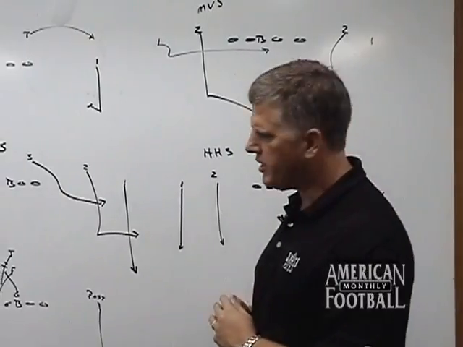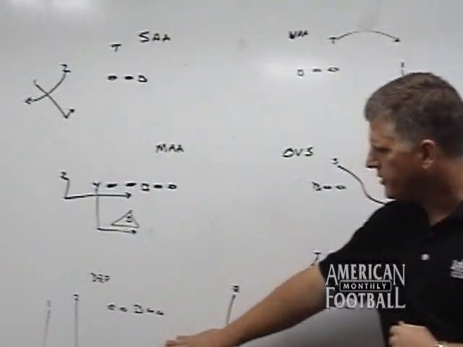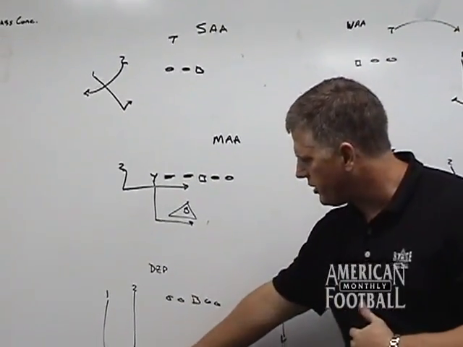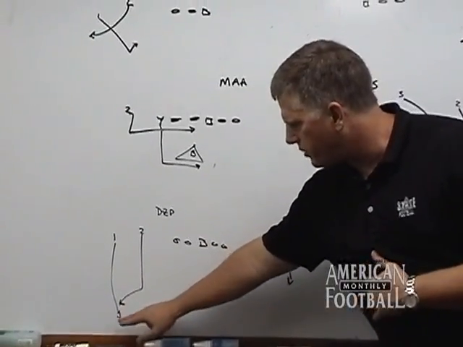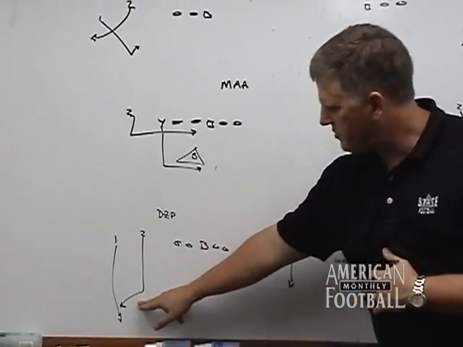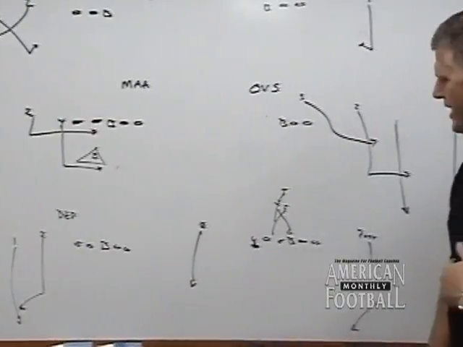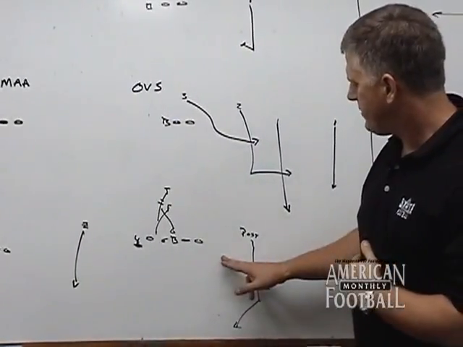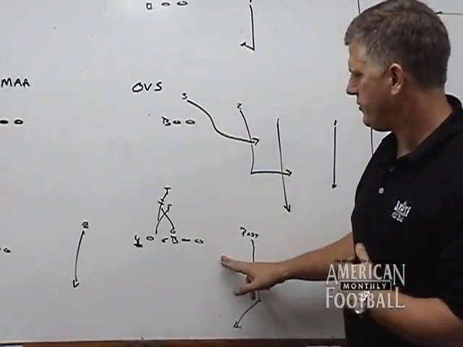The next concept will be the double zone pattern. It's where he's running 2 receivers into the same zone, with the go route and the corner route right behind that. And then lastly, the one we want to take a look at is the isolation route.